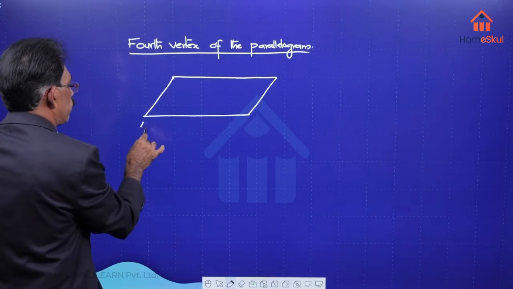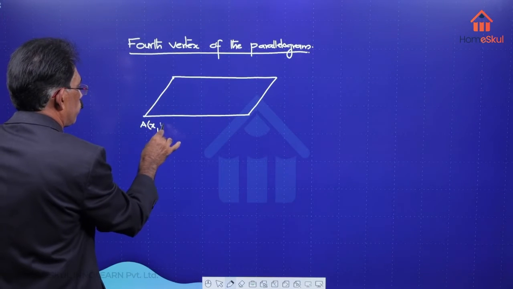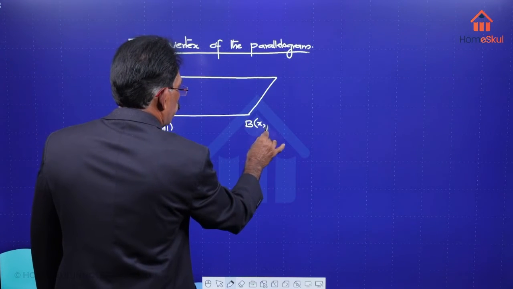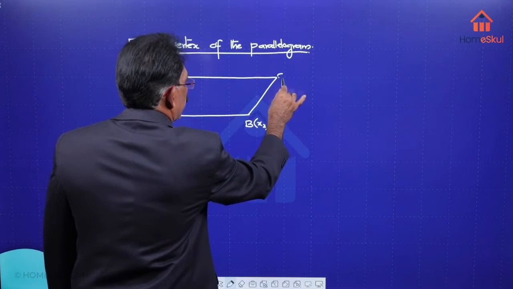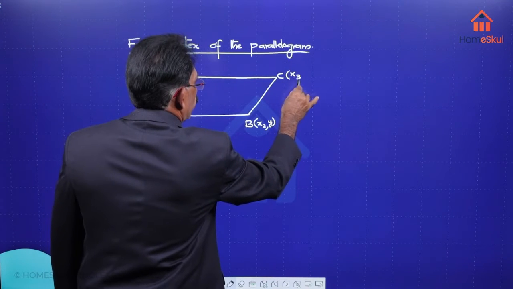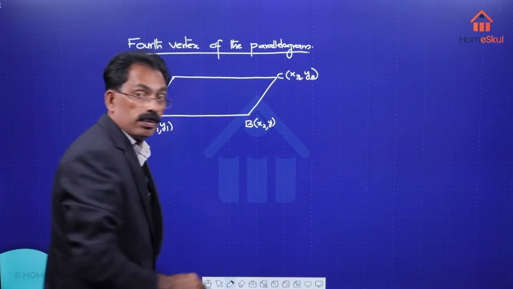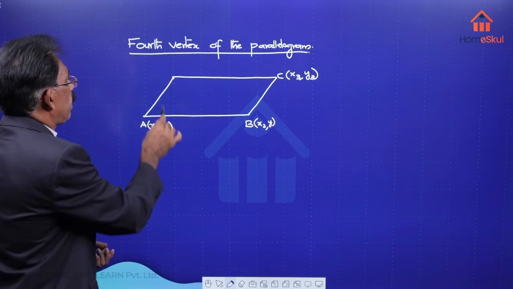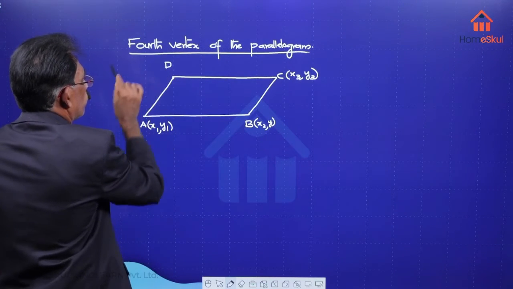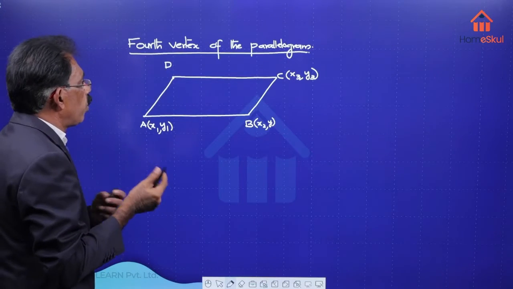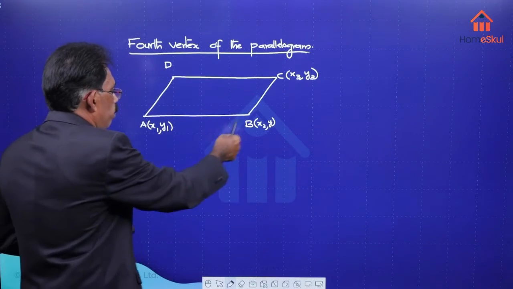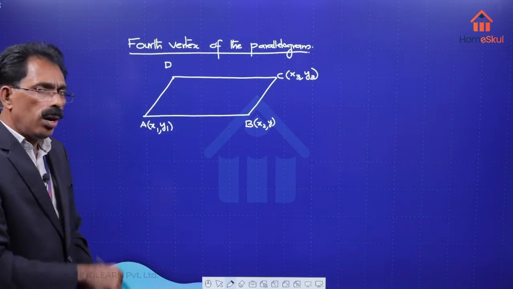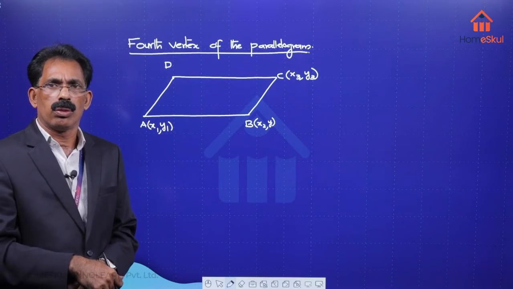This is A (x1, y1), B (x2, y2), C (x3, y3). 3 points are given, not in order. And D here. We require to find the fourth vertex D with the help of these 3 points taken in order A, B, C. How do you find out these values? What to do?